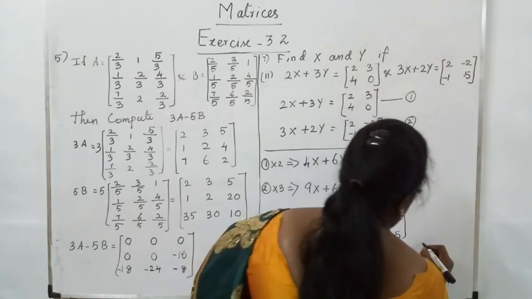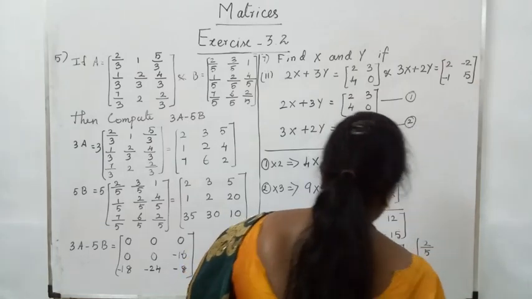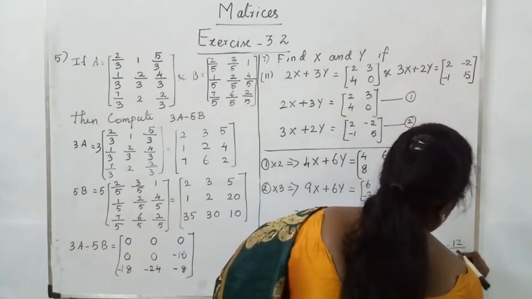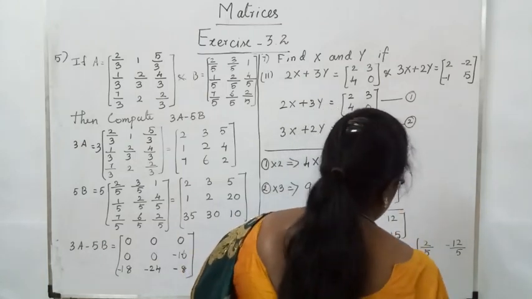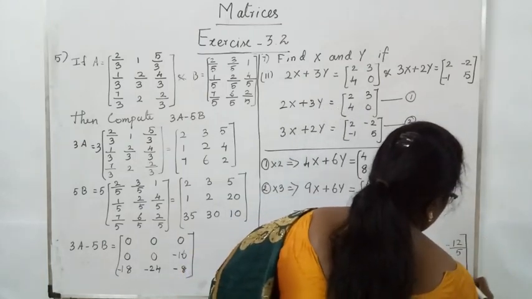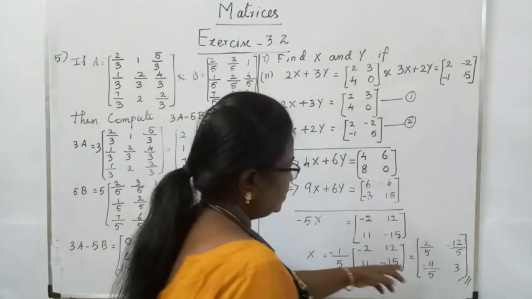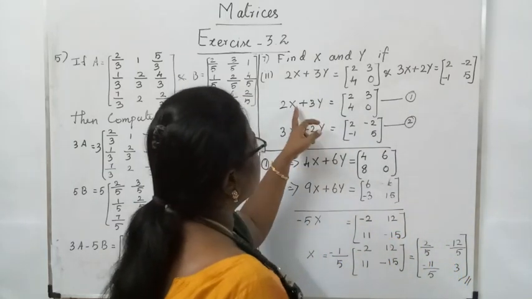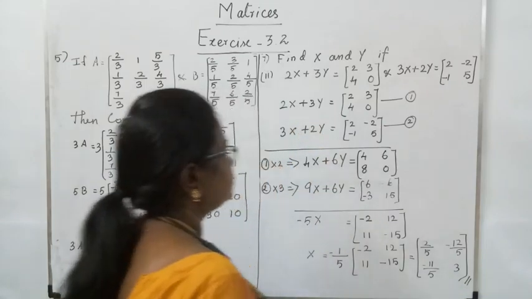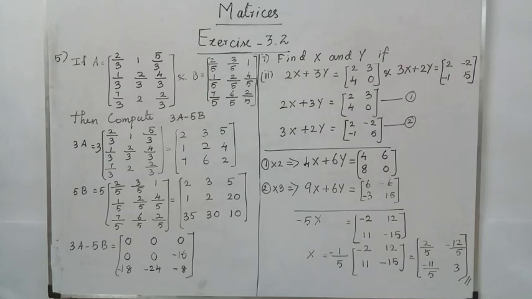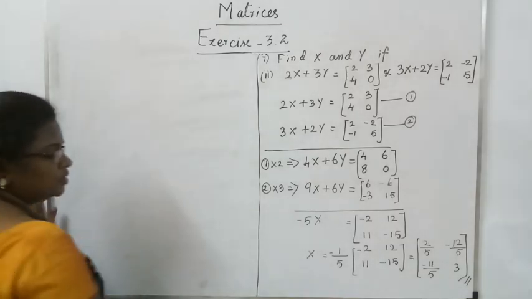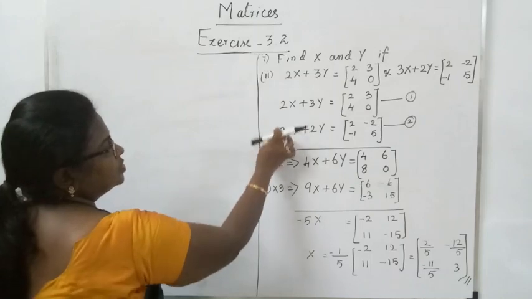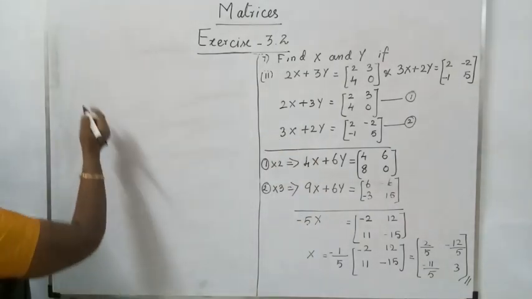So 2 into 1 by 5 is 2 by 5, minus 12 by 5, minus 11 by 5, and minus into minus 15 by 5 is 3. So now if I substitute the x value in any of these equations, I will get the y value. Now let me substitute this x matrix in any one of these equations, and I can get the value of y. Let me take the first equation.